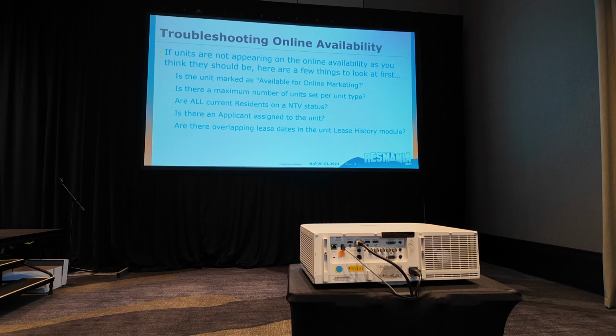Do we already have an applicant assigned to that unit? Maybe somebody applied online and kind of snuck in on us. So just make sure that there's not already an applicant that has been assigned. And then one our support team commonly sees are overlapping lease dates in the lease history module. So that can cause some confusion if we've got somebody that's on notice, but they've also been renewed, and maybe there's a pending renewal. So check that lease history at the unit level, not the resident level. The unit level, to make sure that there are no overlapping lease dates.